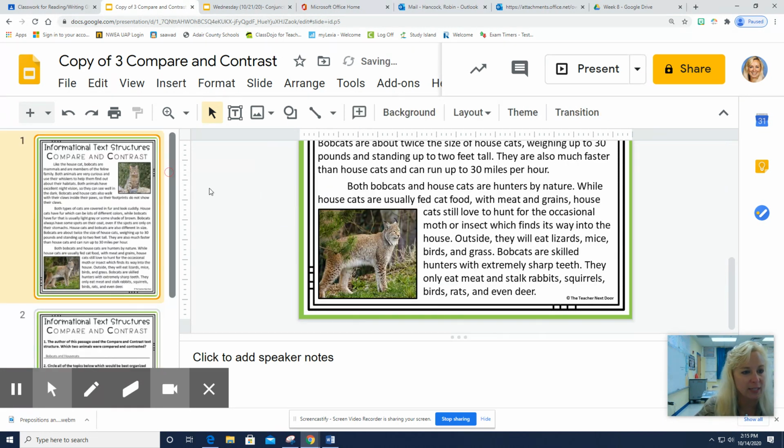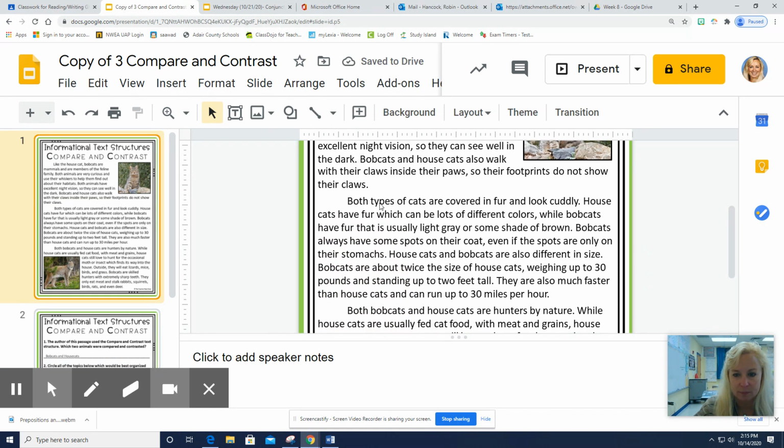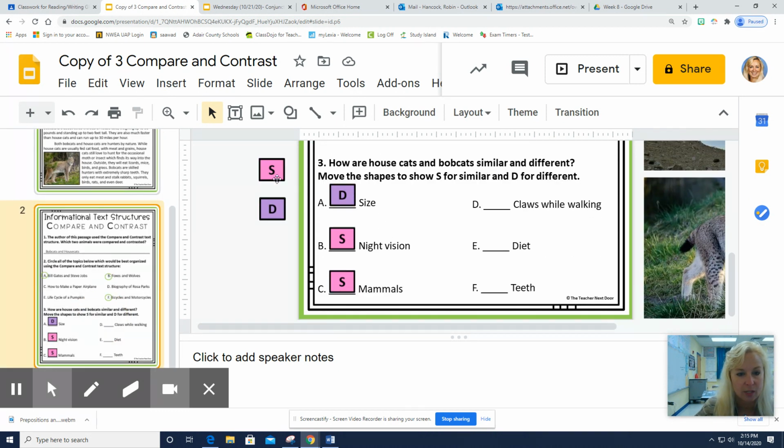Claws while walking. Well, it did say right here, bobcats and house cats also walk with their claws inside their paws, so their footprints do not show their claws. Okay, so they're the same as far as their paws. So I'm going to click on it, Control C to copy, Control V to paste.